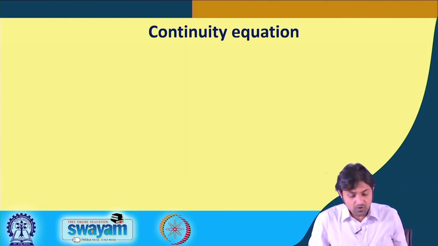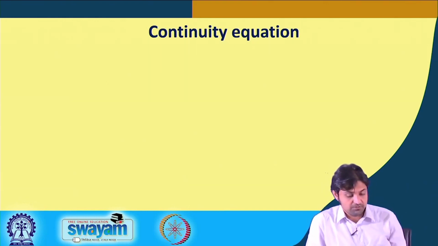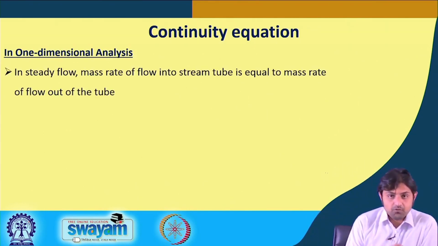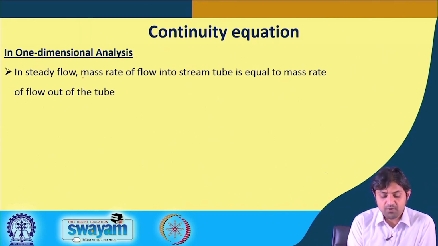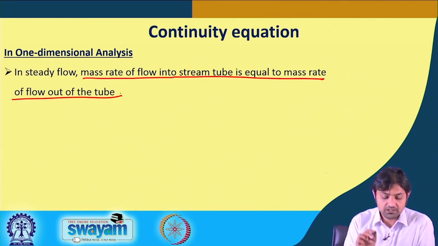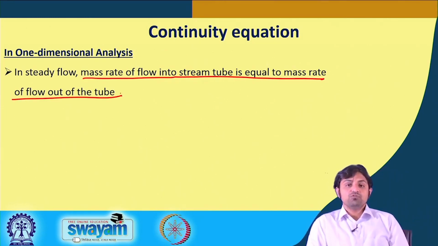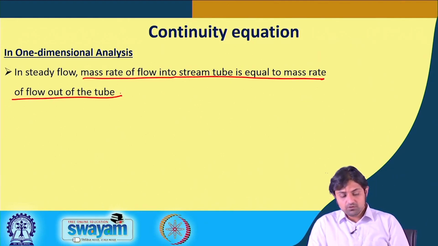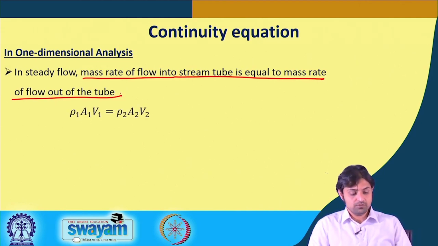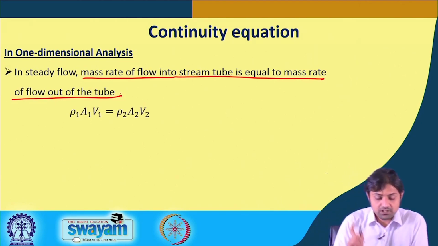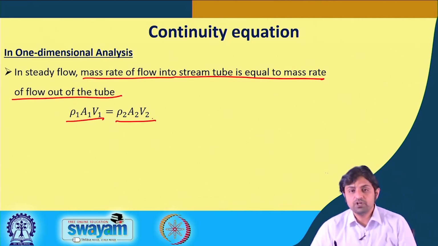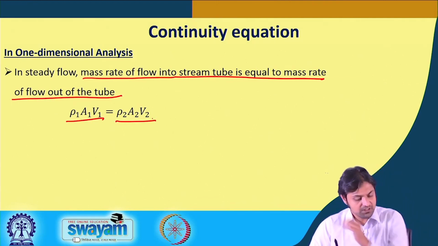So, going to another concept, that is the continuity equation. In one dimensional analysis, what we see is that in steady flow, the mass rate of flow into the stream tube is equal to the mass rate of flow out of the tube. So, whatever comes in goes out of the tube in a steady flow. In one dimension the continuity equation says rho 1 A1 V1 is equal to rho 2 A2 V2. This is the continuity equation.